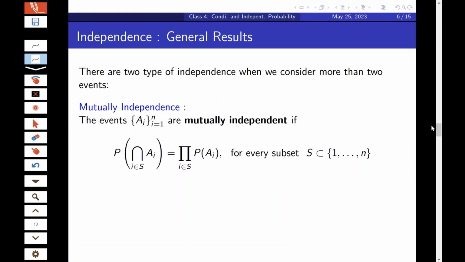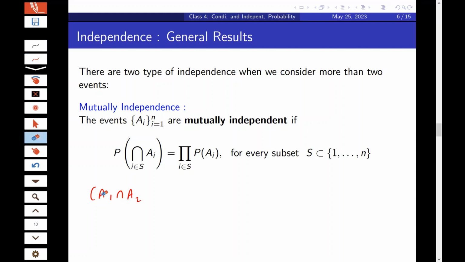Okay, so we can extend this idea of independence to more than one event. So here we only considered 2 events. Now we are going to extend that to more than 2 events. Suppose we have n events, and we can say they are mutually independent if this happens.